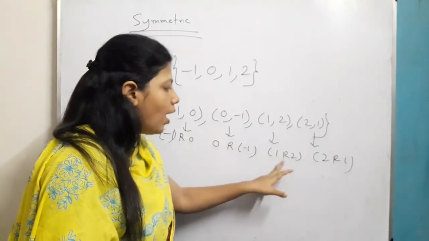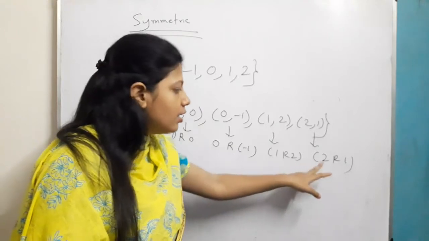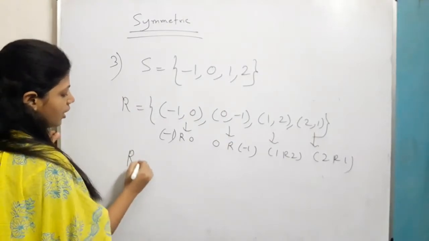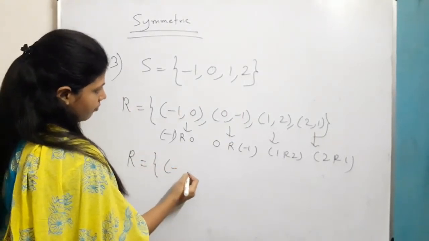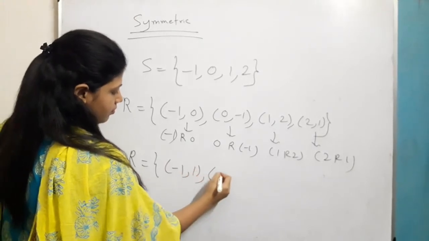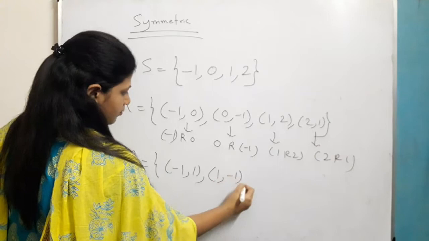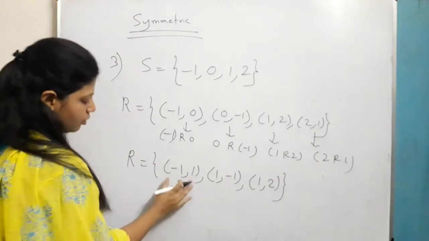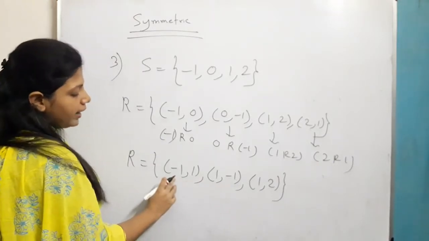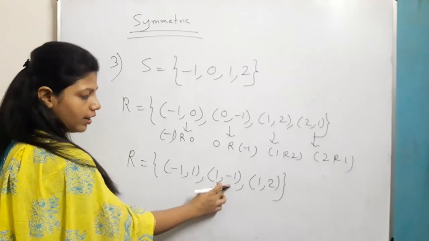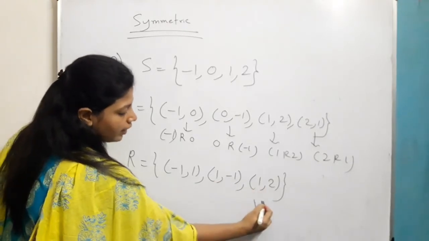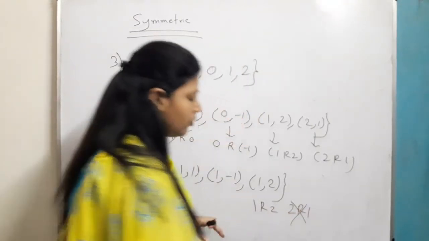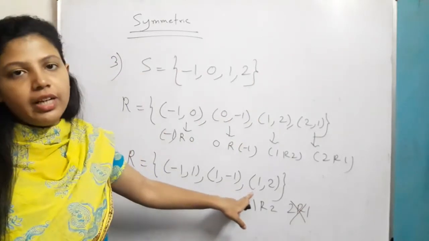Now the second one, 1 R 2 is there. Now I will check 2 R 1. That means this one is symmetric. But if the relation is like this, so here for the first two elements it is okay, because minus 1 R 1, 1 R minus 1, but 1 R 2 it is given here. 2 R 1 is not given here. This one is not given. That means it is not symmetric relation.